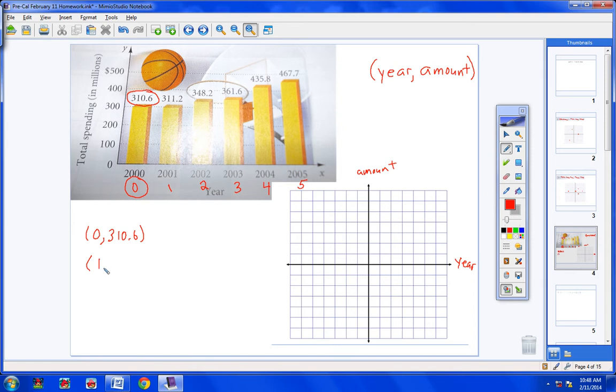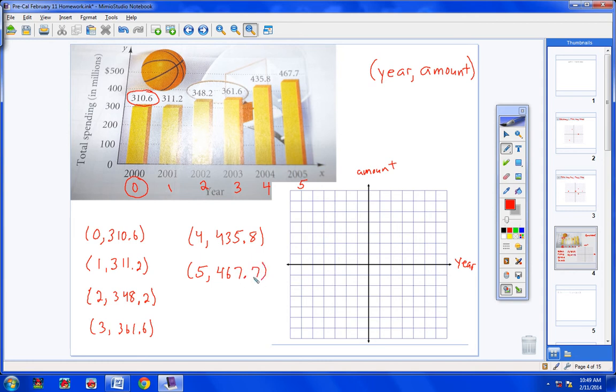Your next ordered pair is (1, 311.2). Your next ordered pair would be (2, 348.2), and the next ordered pair would be (3, 361.6). Your next ordered pair would be (4, 435.8), and your last ordered pair would be (5, 467.7).